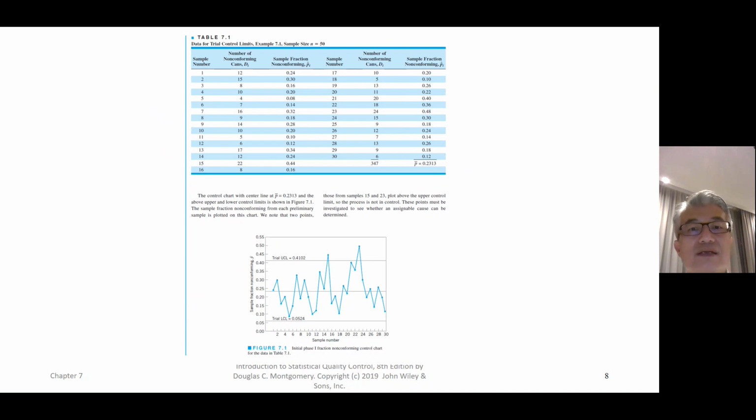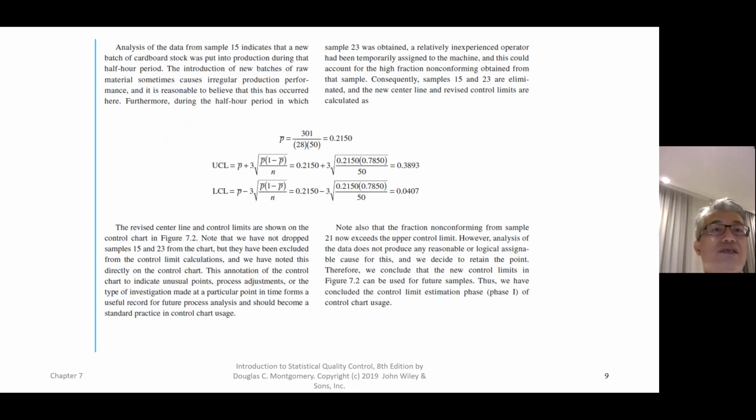We know that two points in particular, those corresponding to samples 15 and 23, are above the upper control limit, so the process is considered not in control. So these points must be investigated further to see if any assignable causes can be found or determined, and corrective action should be taken.